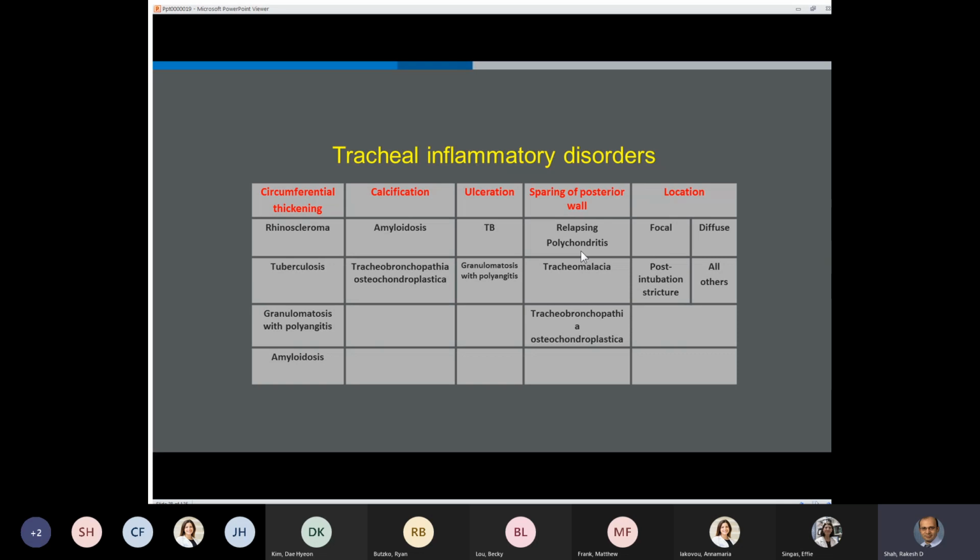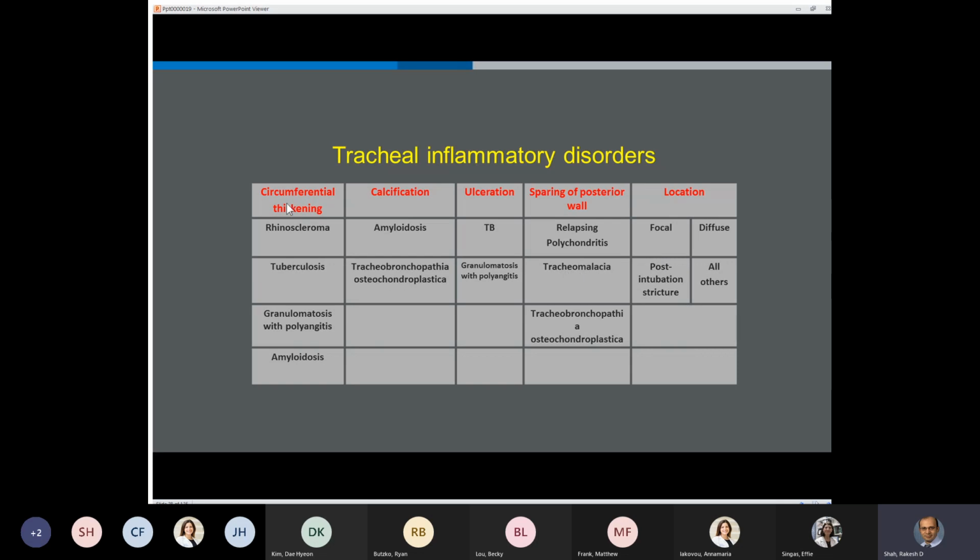And so I'm going to think of conditions that deform the cartilage. The classic examples are relapsing polychondritis, which is a congenital condition. We don't see too much of it, usually in kids. And then tracheomalacia, which is what we're seeing more of these days.